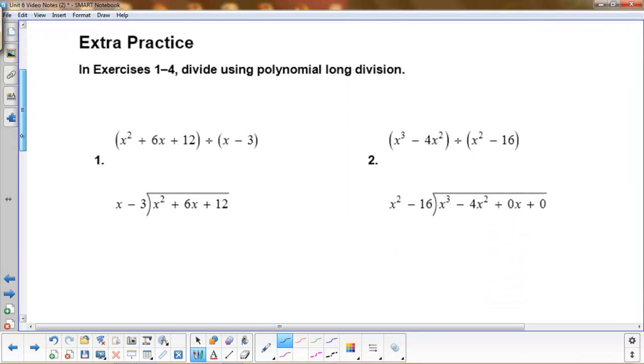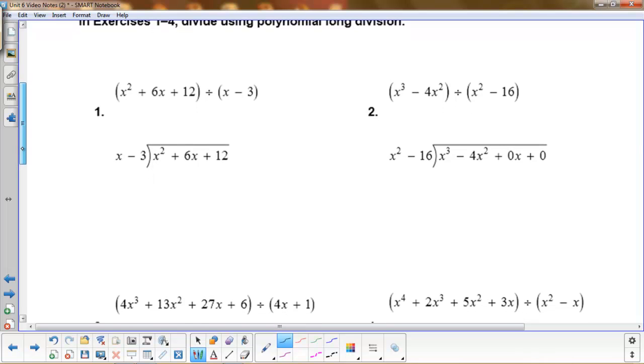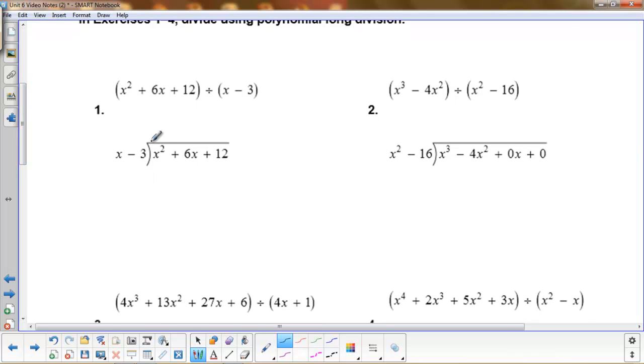The first 2 examples I will do with you, and then you guys will do the other remaining examples on your own. Okay, the first thing I'm going to do is I'm going to say, how many times does x go into x? Notice what I did here as I rewrote this from a conventional division statement to an actual division problem that I can solve with long division.